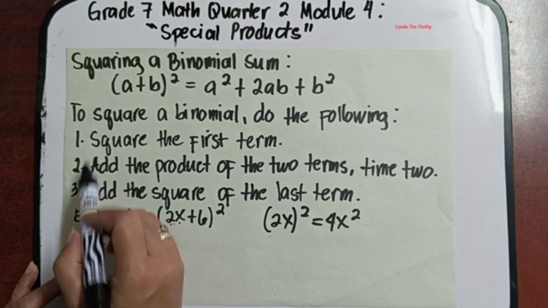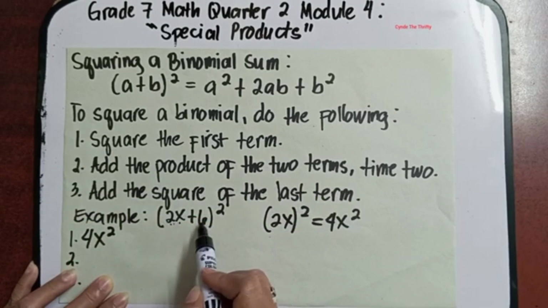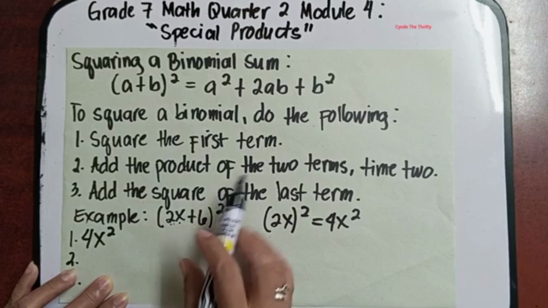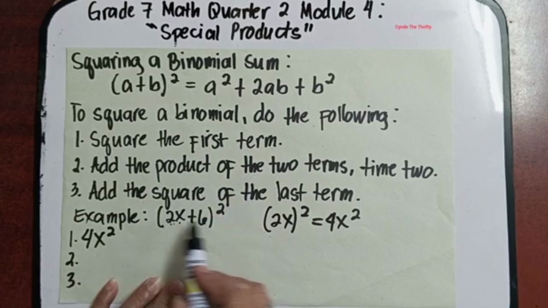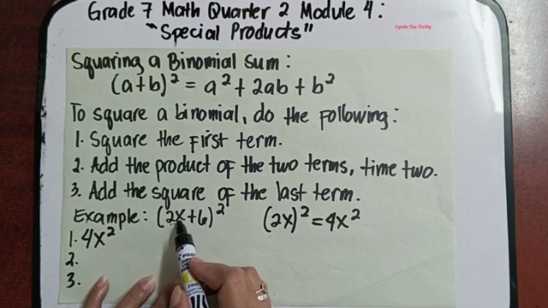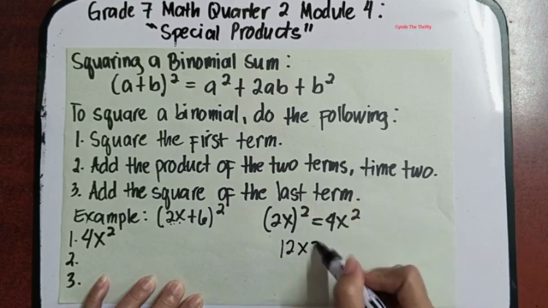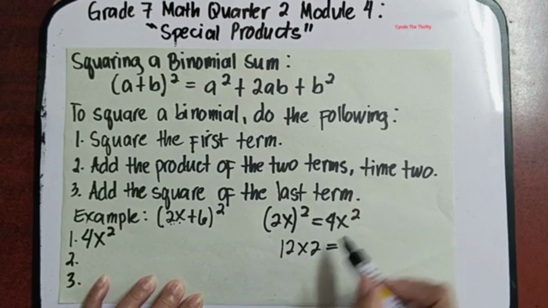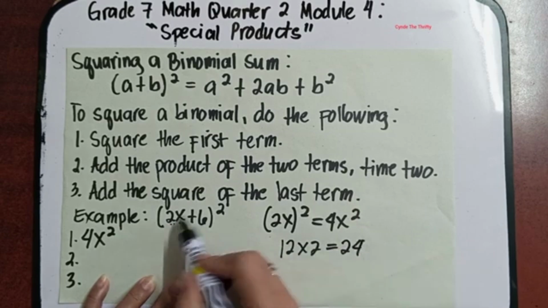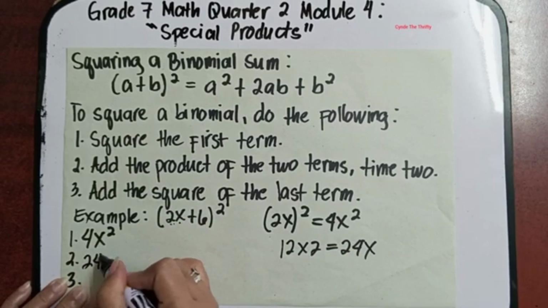And then, ang second, add the product of the two terms. So, i-multiply natin ang two terms natin. Ang two terms natin is 2x, and 6. So, 2 times 6 is equal to 12x. And then, 12x multiplied by 2. Okay, so 12 times 2 is equal to 24. Kopyahin natin si x. So, ang second term natin is 24x.